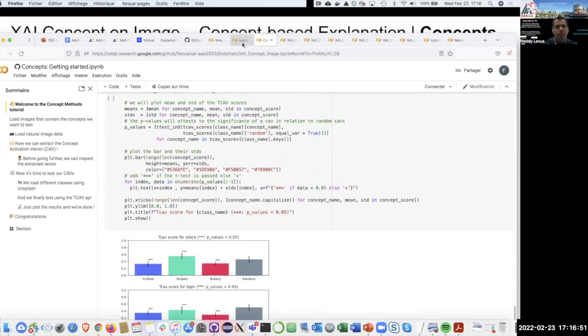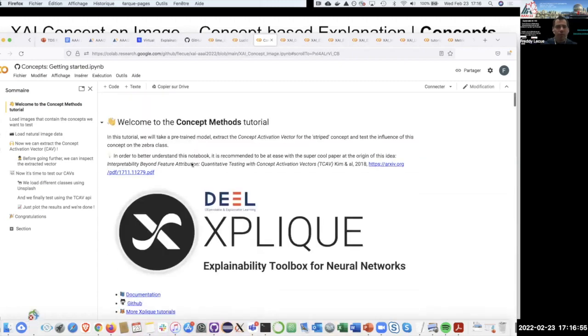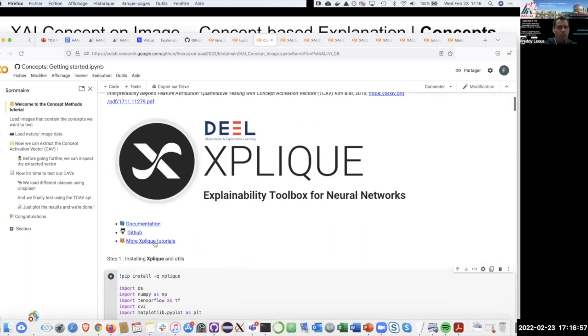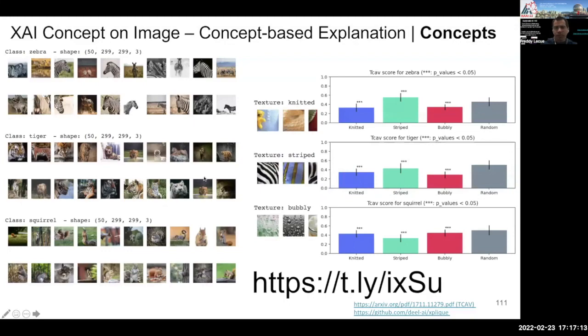So please use it. There's many more at the very beginning here. You have many more tools. So here it's TCAV that's used, but you can extract others, and they really have activation-based techniques, gradient-based techniques, attribution-based techniques. Okay, so we move to the next one.